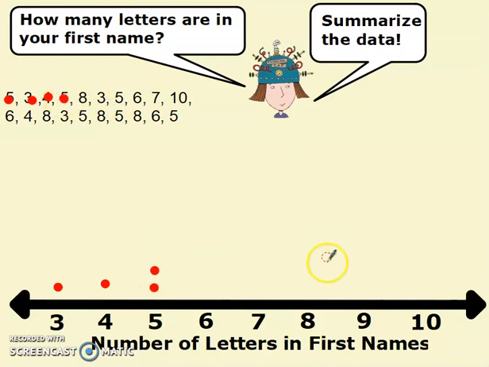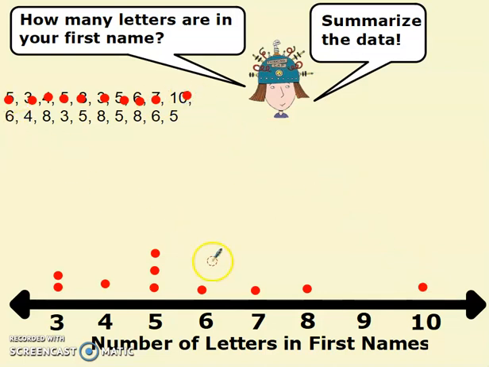A dot on 8 and mark it out. A dot on 3 and mark it out. A dot on 5 and mark it out. A dot on 6 and mark it out. A dot on 7 and mark it out. And I'm marking it out so I can know which ones I've already plotted on my line.